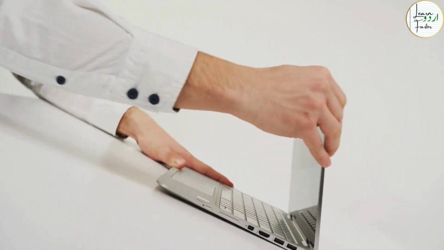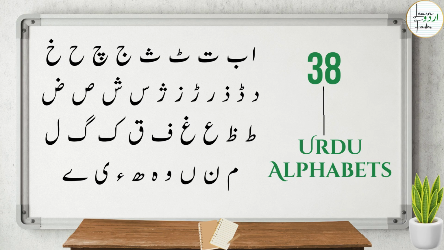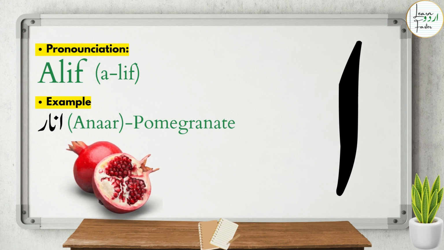So let's start it. Now, there are 38 alphabets in Urdu language, and these alphabets are called Huruf-e-Tahajji in Urdu language. The first alphabet of Urdu language is Alif. Alif. It sounds like a lift without T sound. Repeat after me. Alif.